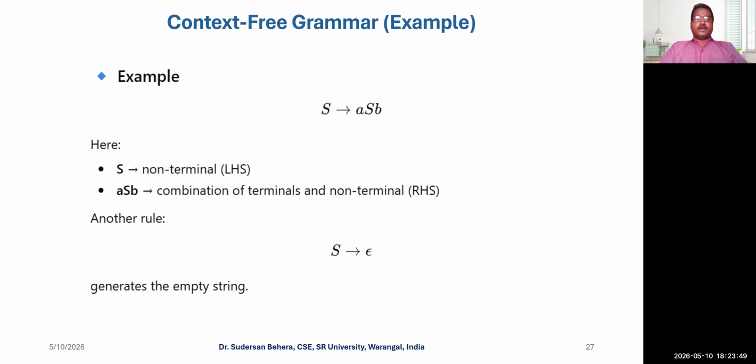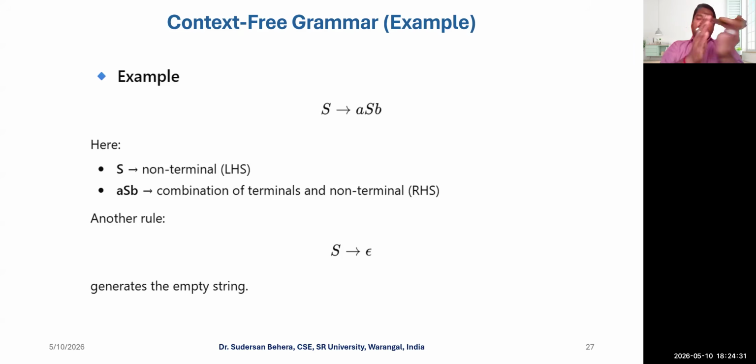Next, a context-free grammar example, so that you can easily understand. Here the example is given that S derives small a followed by capital S followed by B. Capital S is on both sides, the left hand side as well as the right hand side. Capital S represents the non-terminal, and a and b represent the terminal symbols.